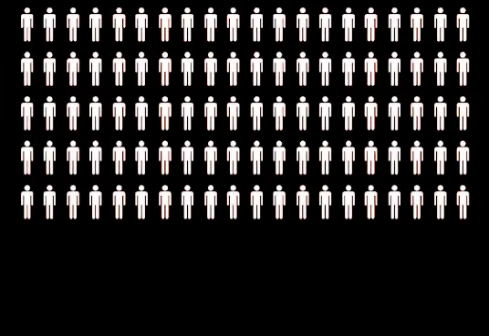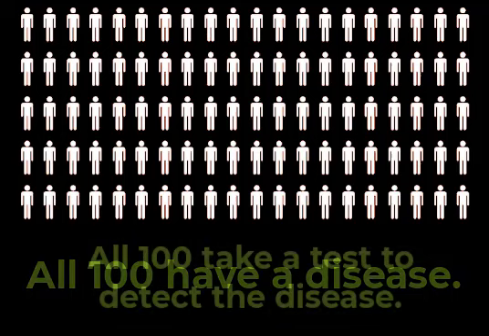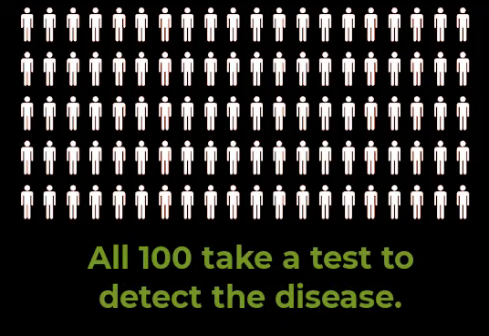Okay, friends, so it might help to get more of a visual of this whole idea of sensitivity and specificity, and also the ideas of false negatives and false positives. We'll start with the sensitivity. Let's imagine 100 people that all have a certain disease. Which disease doesn't matter, so just some anonymous disease. And then all 100 of them take the same test to try to detect the disease.